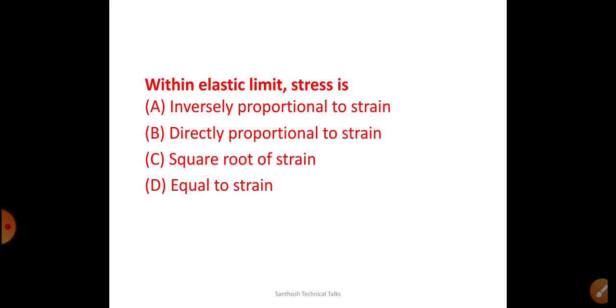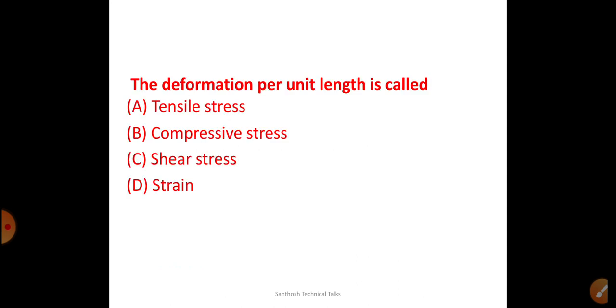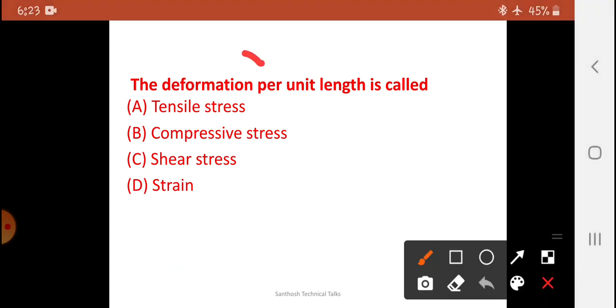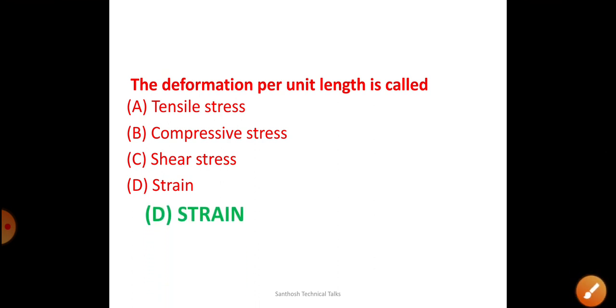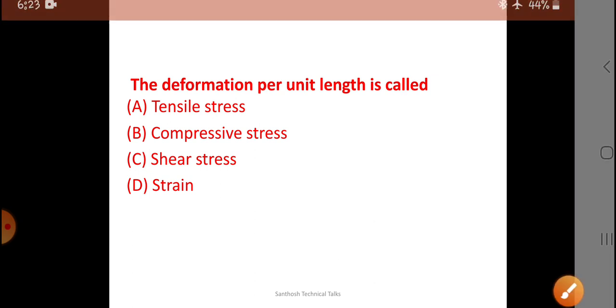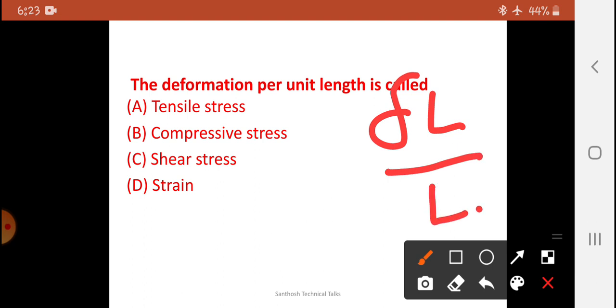And next, within the elastic limit, the stress is directly proportional to strain. And next, the deformation per unit length. Please make a note, tensile stress is in the tensile manner, whereas compressive stress is in the compressive manner. So deformation per unit length, that is change in length by original length, is called strain.